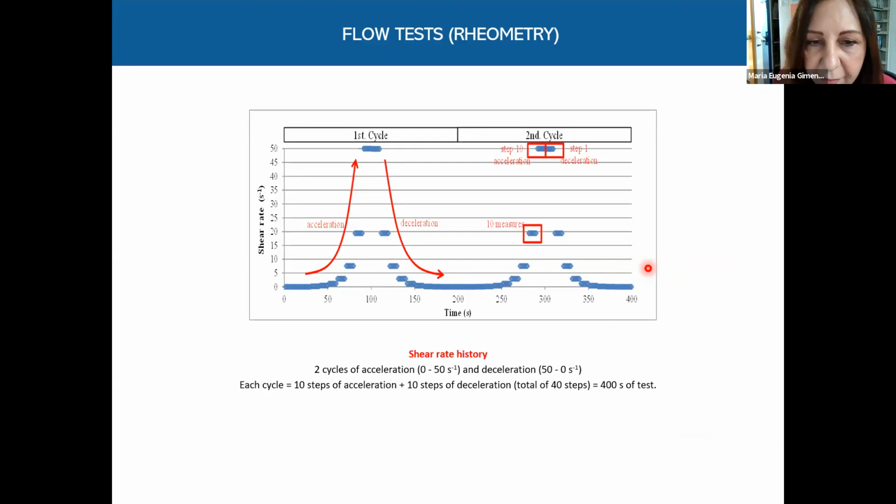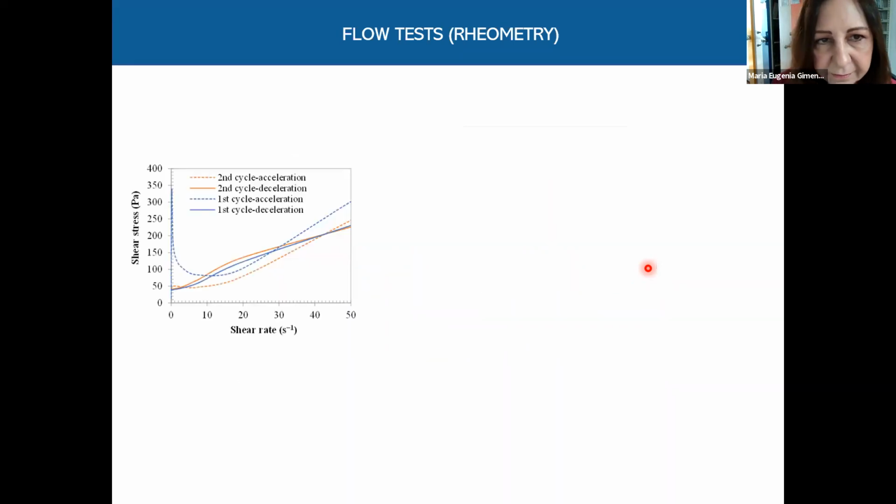Shear rate increased from 0 to 50 s^-1, which is equivalent to 3000 RPM, and then decreased to 0. Each cycle had 10 steps of acceleration and 10 steps of deceleration, a total of 40 steps, so the test took 400 seconds to be completed. Here are the curves from a flow test following this protocol.